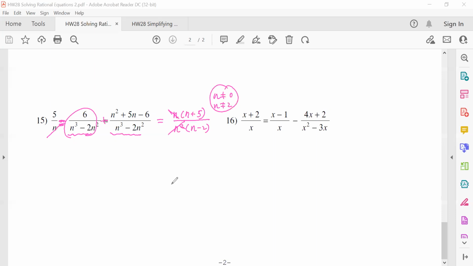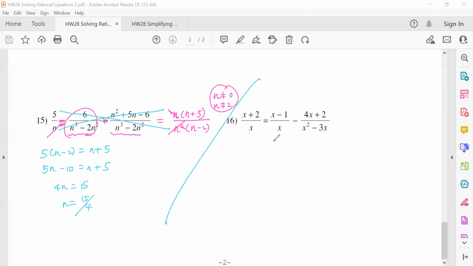All right, so we can use the crossing method. It means 5 times n minus 2 equals n plus 5. So 5n minus 10 equals n plus 5. So you get 4n equals 15, n equals 15/4. Okay, that's much easier, right? Just try how you get rid of the rational expression and transform it into a general equation.